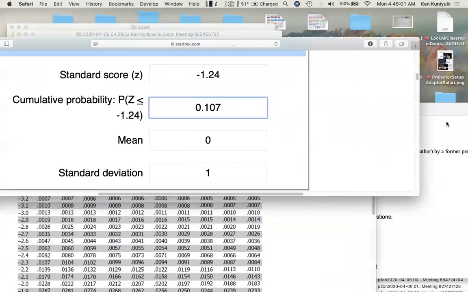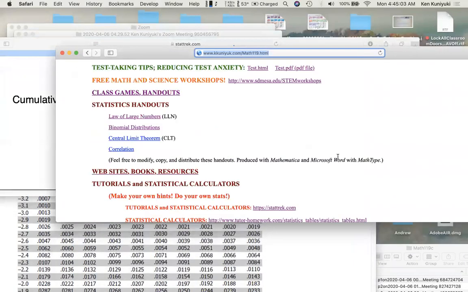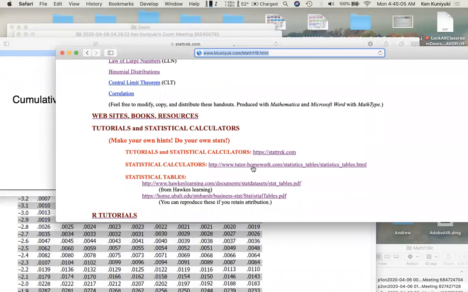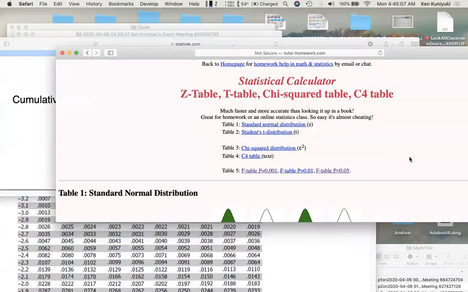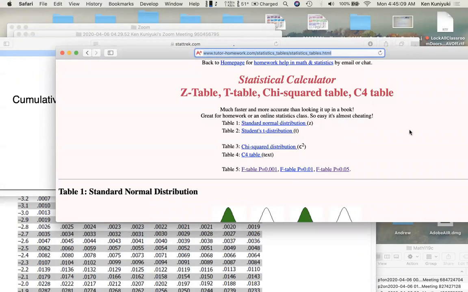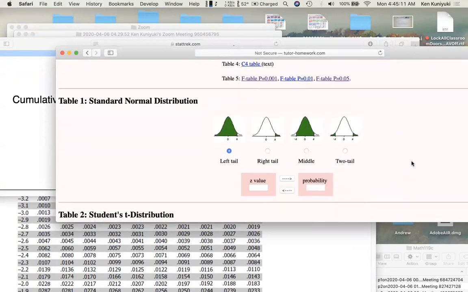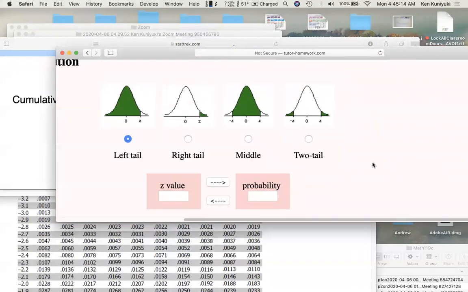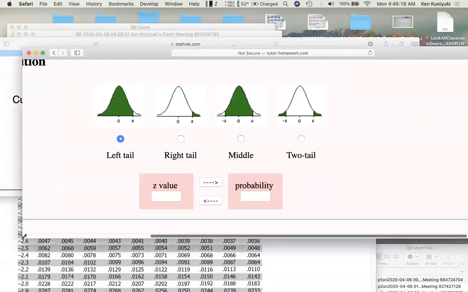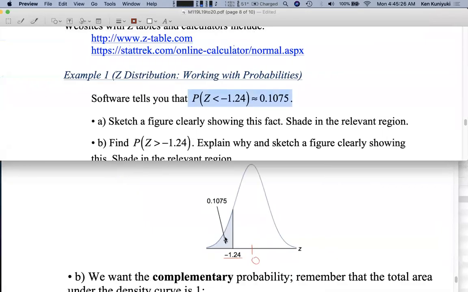Also on my website, in the middle here, statistical calculators. This is tutorhomework.com. Standard normal distribution. Again, if you're looking for a left-tail probability, we give it a z-value, negative 1.24. Click on this arrow, the probability we get, 0.1075, which verifies what we had in our table here.